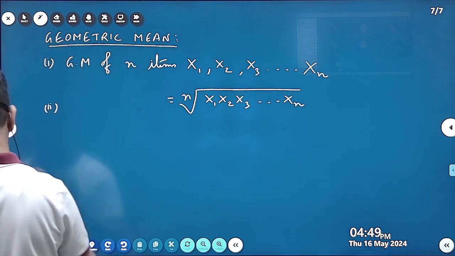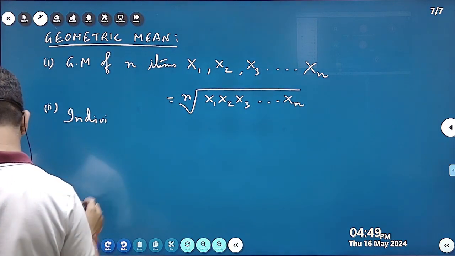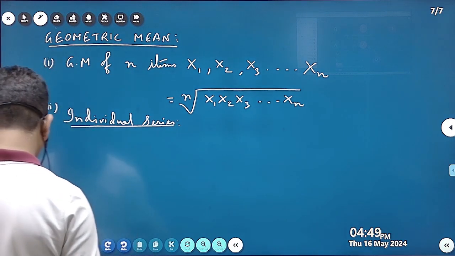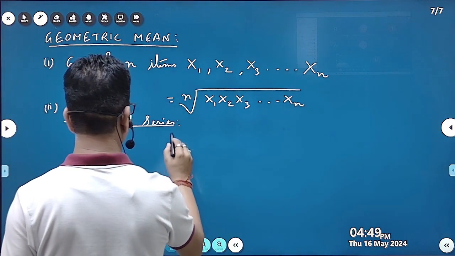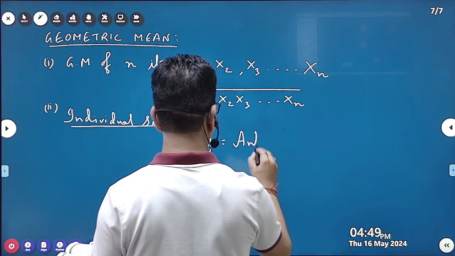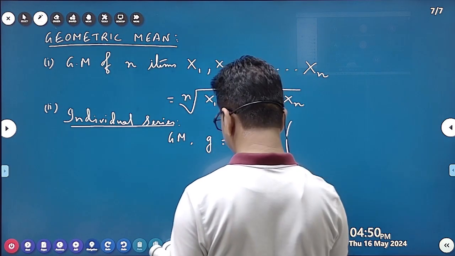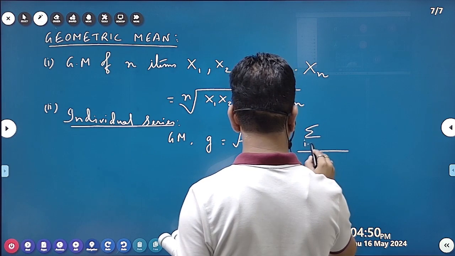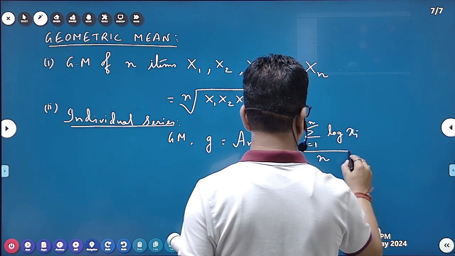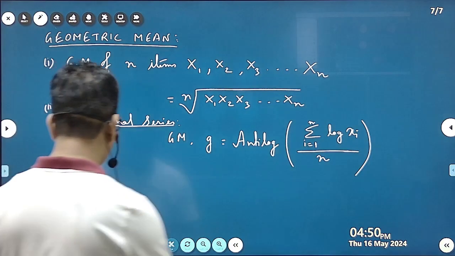Number two, for individual series, the GM, we write it in short, GM is anti-log of summation, where i is equal to 1 to n, of log of xi. The problem in this is we should know the anti-log and log table. See, it seems to be difficult, but as I told you, once you remember the formula, you can generate the table yourself. Okay, so GM, next time I'll write in short G.